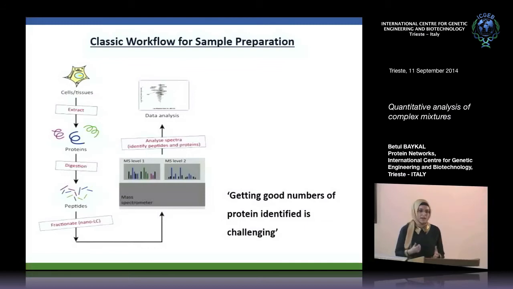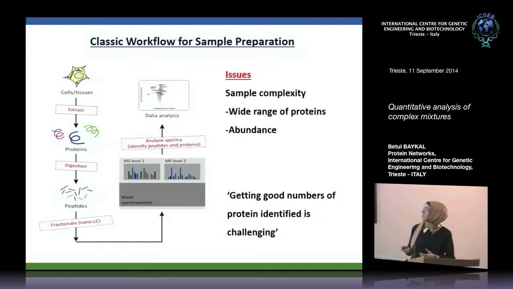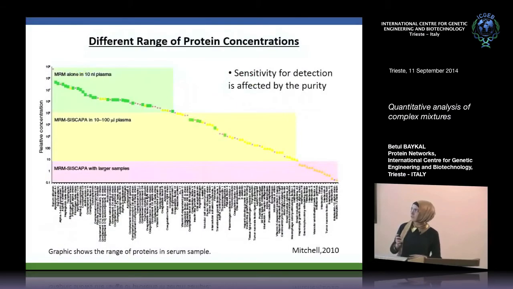They're not able to handle the sample complexity well because there is a wide range of proteins in the cell, and their abundances are quite different. And you can see from this graph, coming from a serum sample, there are proteins that are highly abundant, and there are also proteins that are low in abundance. The highly abundant proteins will be identified and also quantified more easily than the others, because the sensitivity for detection will be affected by the highly abundant proteins.